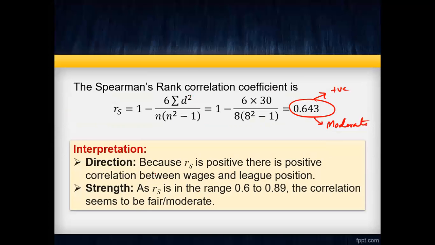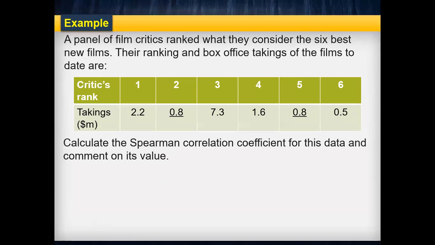Let us take a clear example here. Suppose we have the critic ranks of six films, the six best films. The critic ranks these films. For example, this is the best film by the panel. The panel is giving the ranking. So this is the best film in front of the panel, this is ranked second, this is ranked third, fourth, fifth, and sixth.